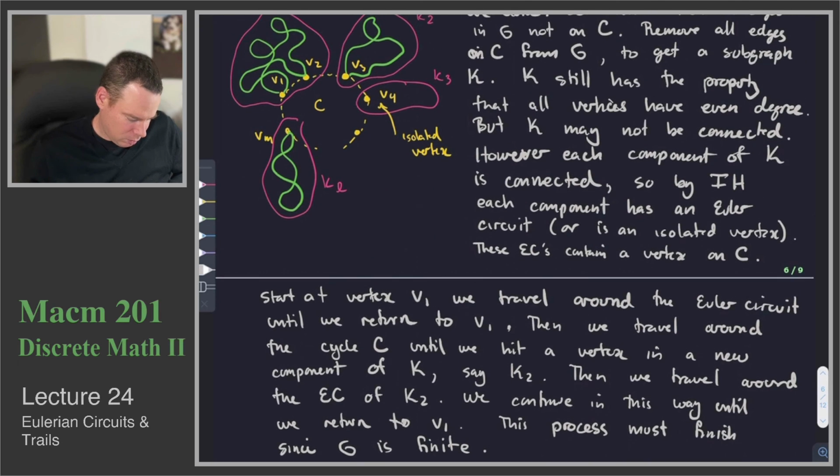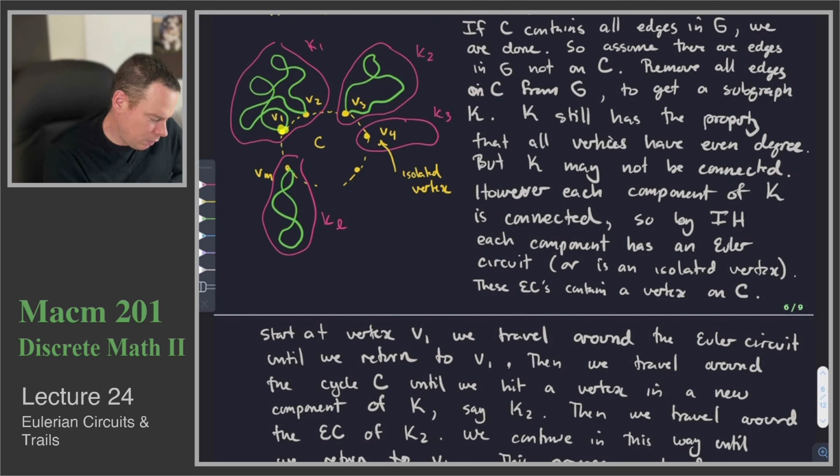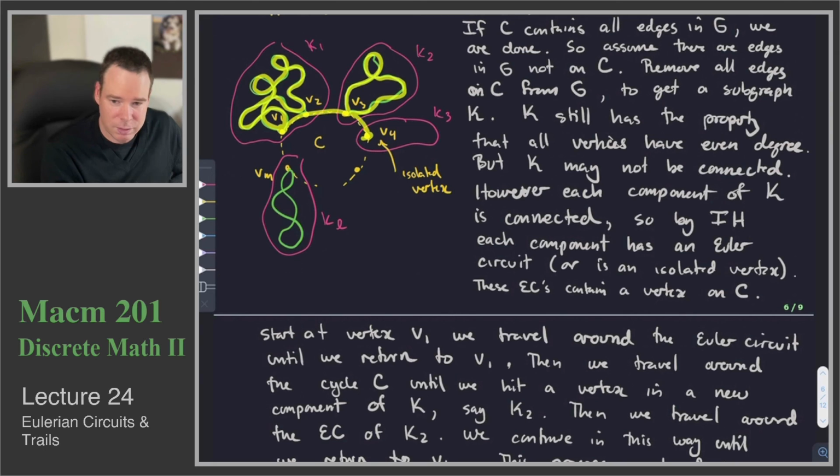So in other words, just to summarize this last paragraph in terms of the picture, it says start at V1, go around the Euler circuit, return to V1, now go around the cycle. Oh, I've already considered the component that V2 is in. It's that component K1. Keep going. Oh, V3, that's in a new component. Go around its Euler circuit. Come back to V3, go around the cycle. Now I'm at V4. It's an isolated vertex.